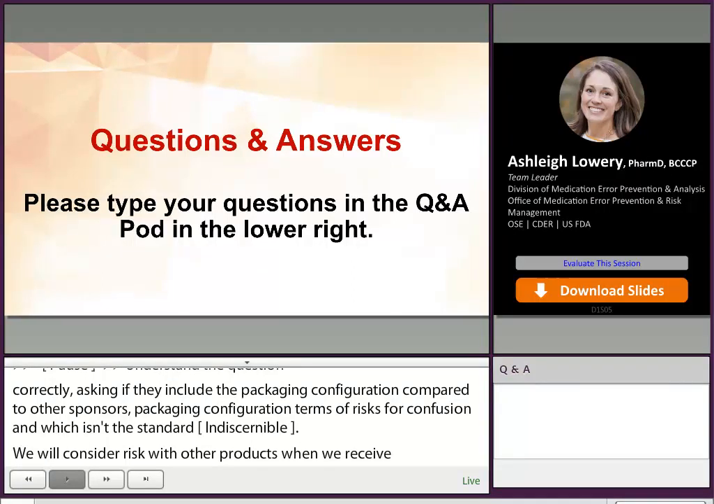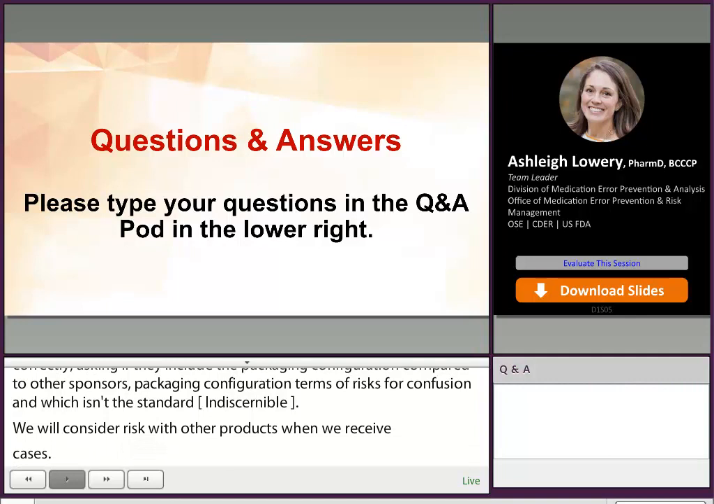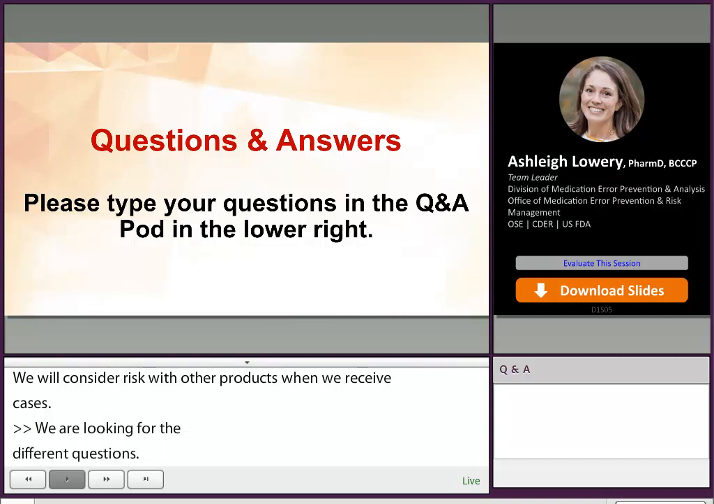Great. Okay, we're just looking through the different questions. What strategy would you recommend in determining the impact of a specific intervention to reduce medication errors in the general population? Or maybe that's just a little bit too broad.